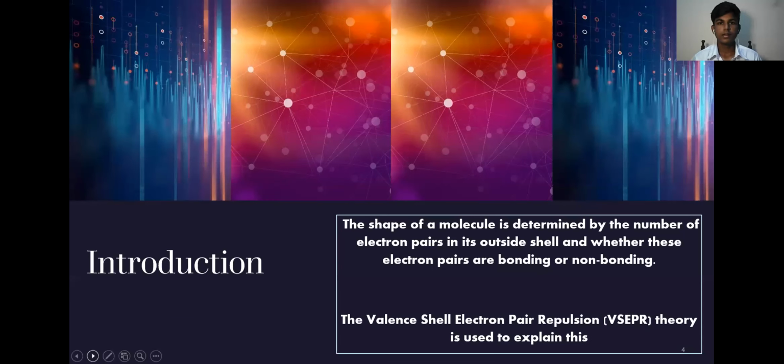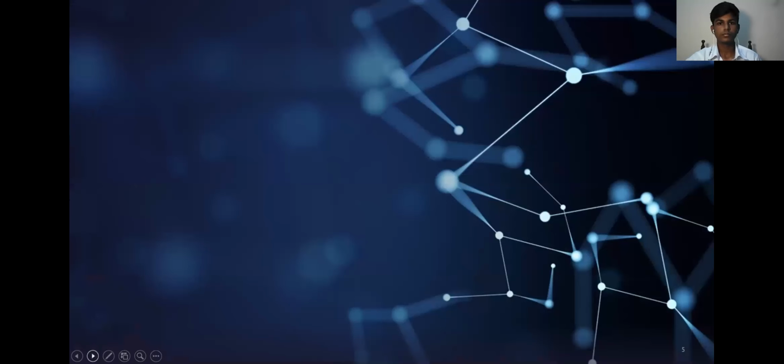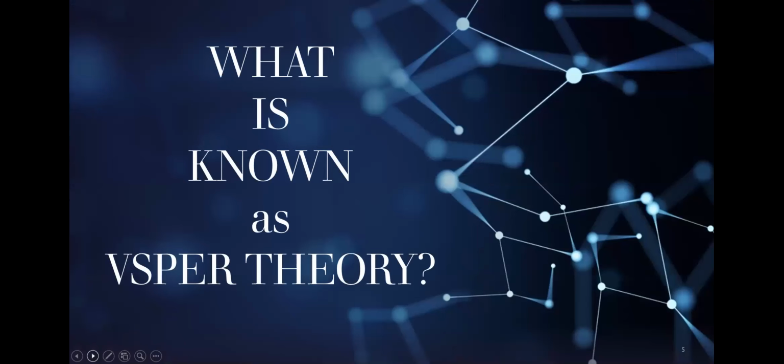Let us head right into the introduction to shapes of molecules. In simple terms, the number of electron pairs around the central atom and the nature of these pairs are the important factors to determine the shapes of a molecule. Moving on to VSEPR theory, also known as valence shell electron pair repulsion theory, it is a model used in chemistry to predict the geometry of individual molecules from the number of electron pairs surrounding their central atoms.